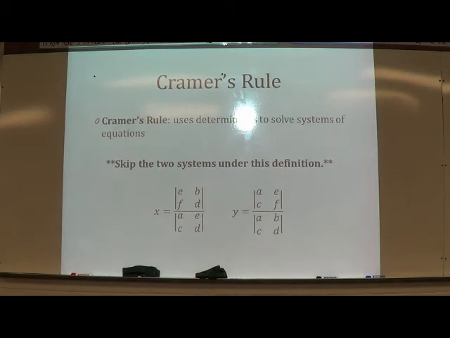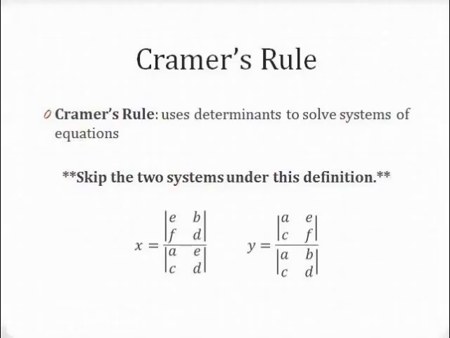Alright, Cramer's Rule uses determinants to solve systems of equations. And on your paper you'll see a couple of systems directly under this definition. Go ahead and skip down to the next system where you'll see x equals blank and y equals blank, and you're going to fill in these determinants with the x equals and the y equals. And I'll explain in a minute once we actually get to an example how we're going to use those, but essentially you're just pulling numbers, the coefficients and the solutions from those systems and setting them up like this.